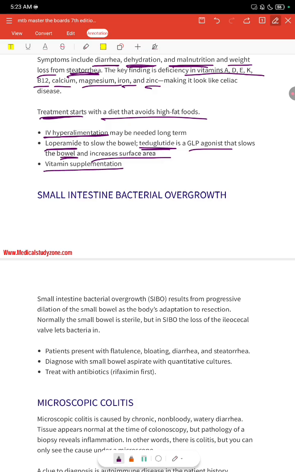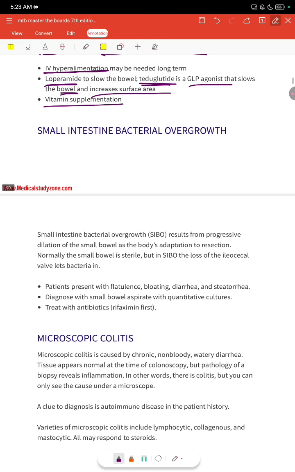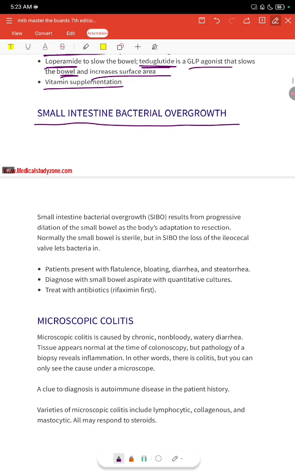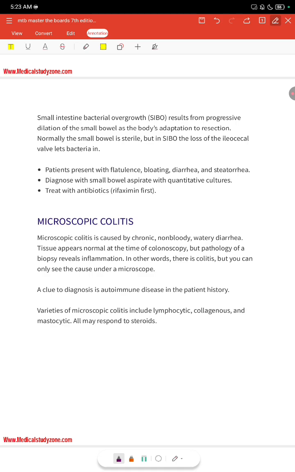Vitamin supplementation. This is the treatment. Now, small intestine bacterial overgrowth. Small intestine bacterial overgrowth, that is SIBO, results from progressive dilation of the small bowel as the body's adaptation to resection. Normally, the small bowel is sterile, but in SIBO, the loss of the ileocecal valve lets bacteria in.